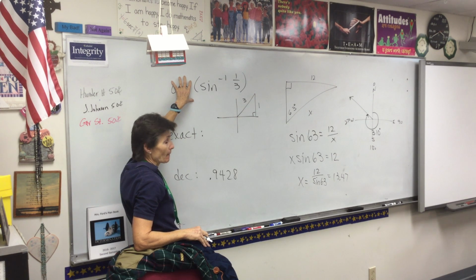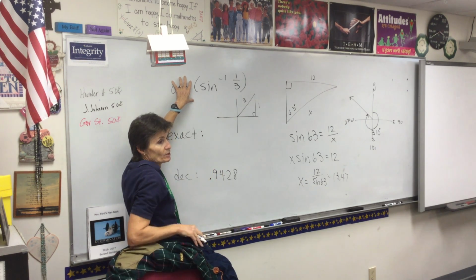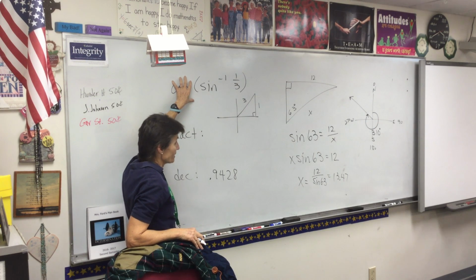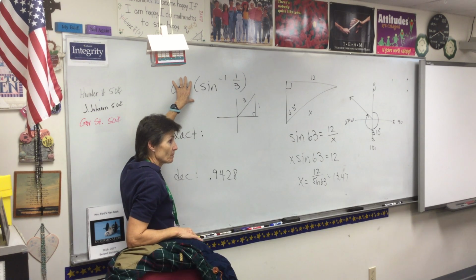Right? So what do you think we're going to do now? What do we always do when we're in this situation? We find the third side. And the third side you can do the Pythagorean theorem for. Okay?